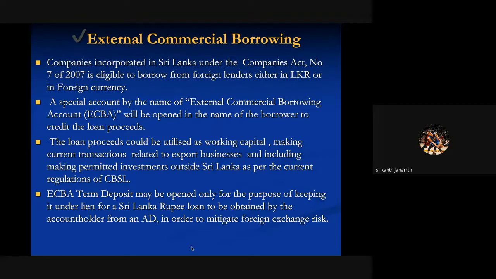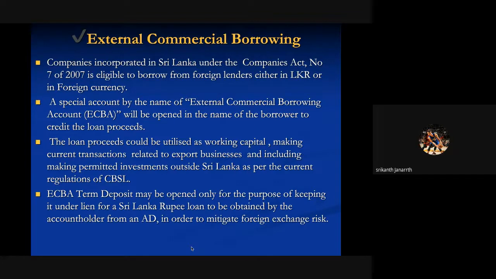Let's say external commercial borrowing can be opened for a local company, which is an export firm. They borrow from a foreign lender. So the bank will open an external commercial borrowing account in the name of the borrower, the export company. 100,000 euro has come. The account will have a credit balance of 100,000 in the name of the borrower. Now the borrower can utilize the money for local purchases, everything. But when he wants to repay, he has to again repay the 100,000 euro.